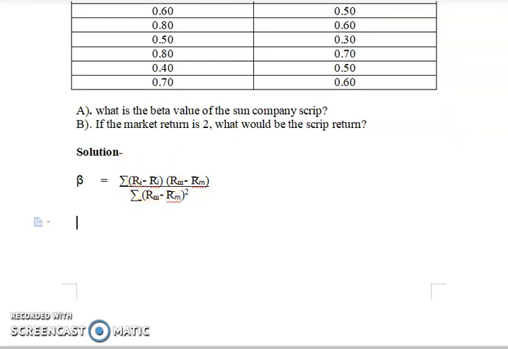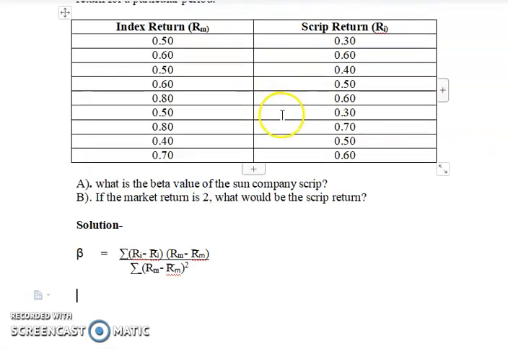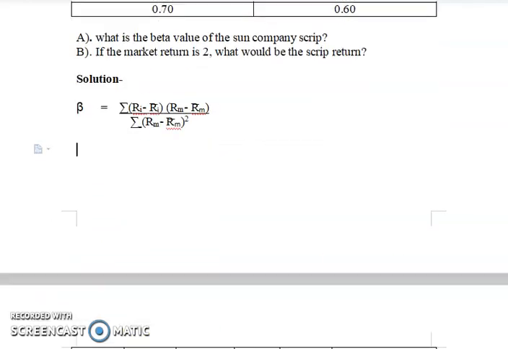How do you find RI bar? First you have to find the summation of all RI divided by the number of items, like 1, 2, 3, 4, 5, 6, 7, 8, 9, 10 items. Then you have to find RI minus RI bar, then RM minus RM bar, and the summation of RM minus RM bar to the whole square. So one by one we'll go.